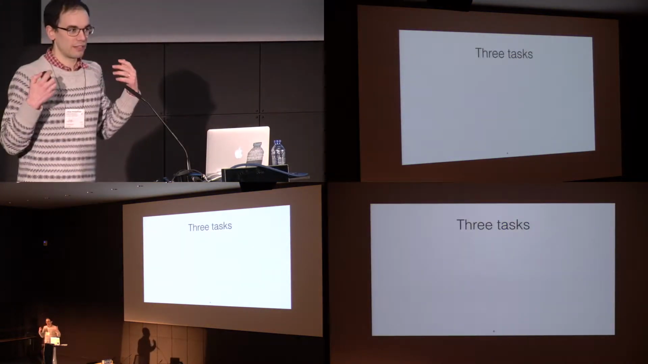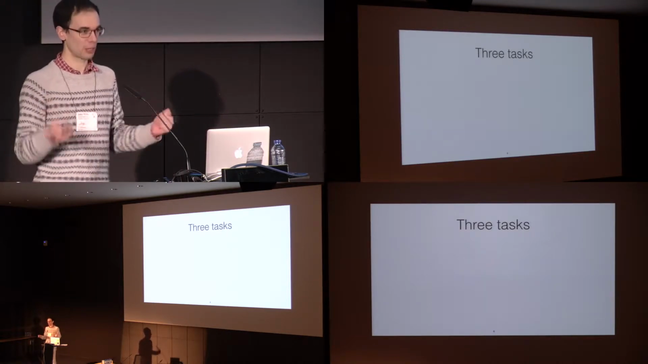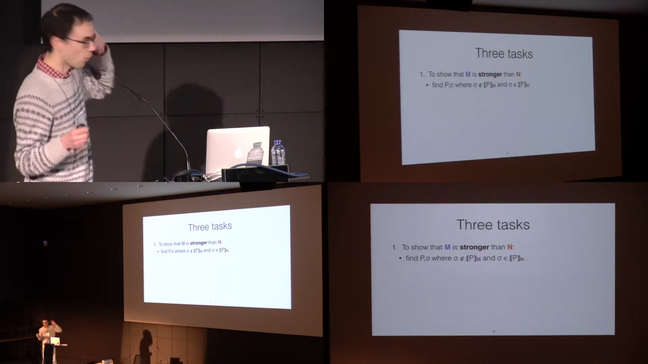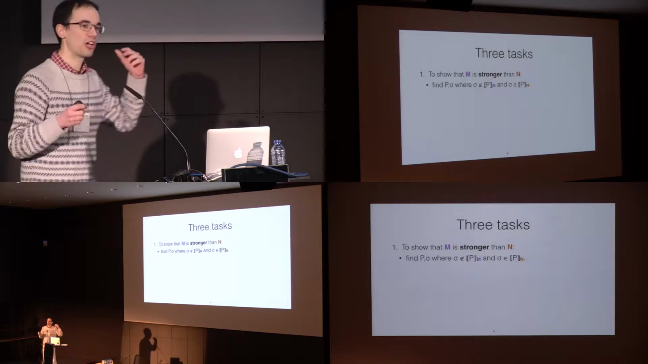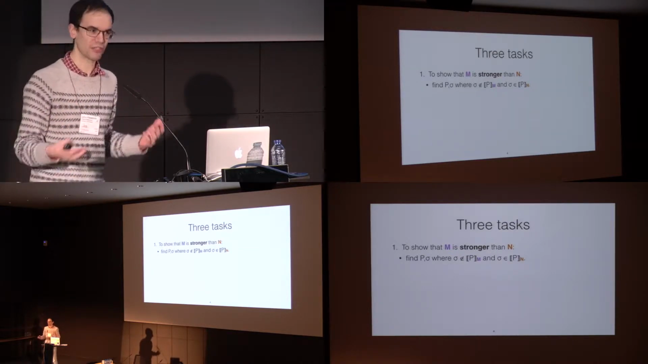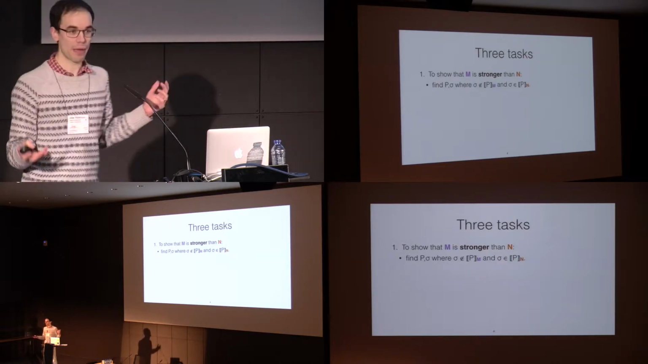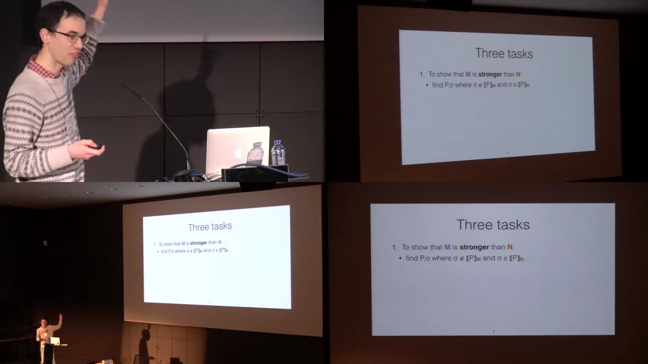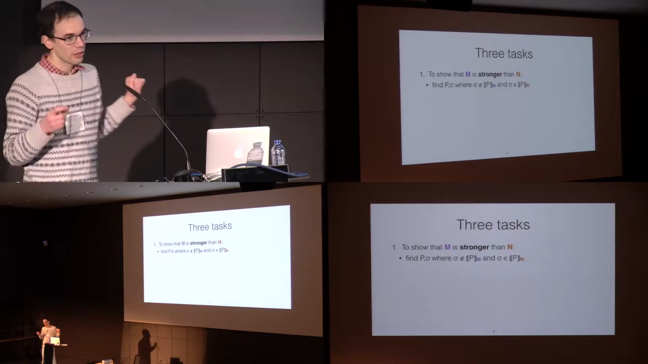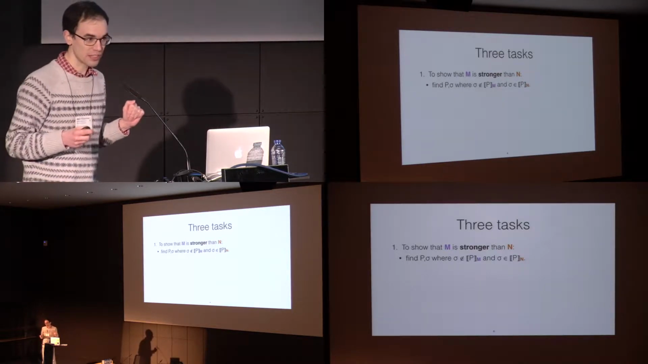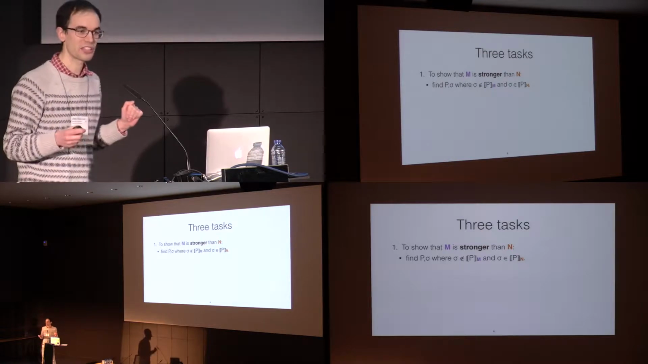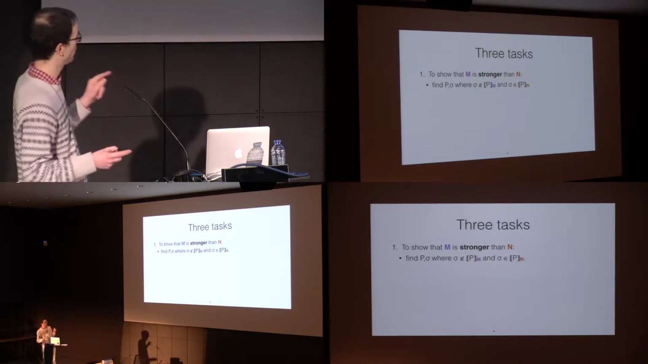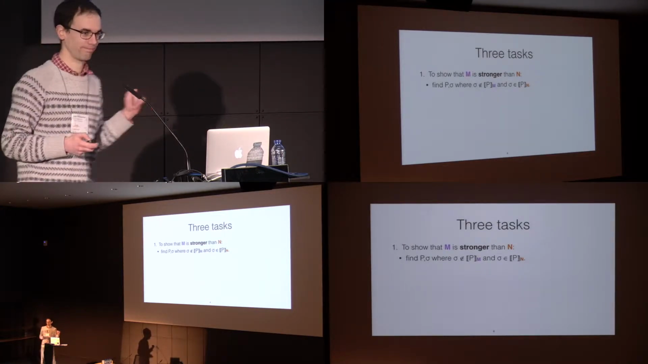In short, there are three things that you can do if you can compare memory models. The first thing you can do is show that one memory model, say M, is stronger than, so more restrictive, allows fewer behaviors than, another memory model, say N. You can do this if you find a program P and a final state sigma, such that if you run program P according to memory model M, then sigma is not one of your possible final states. But if you run that program P on memory model N, then sigma is one of your possible final states.